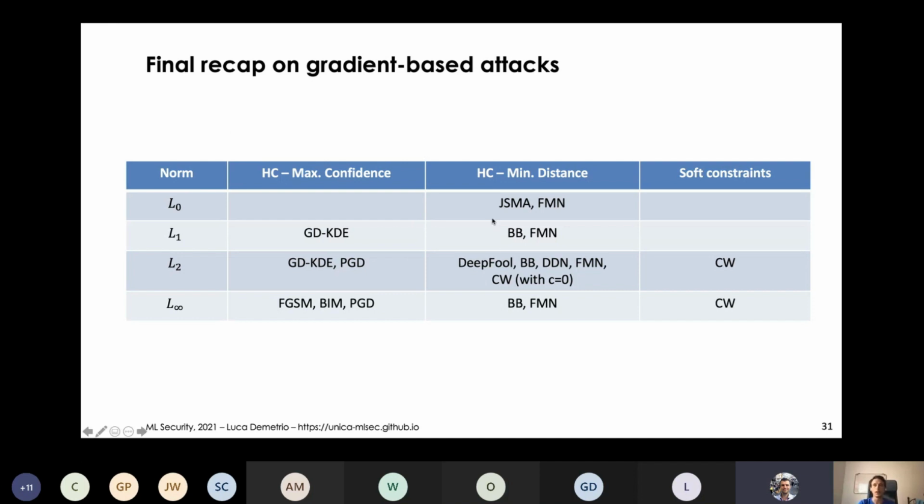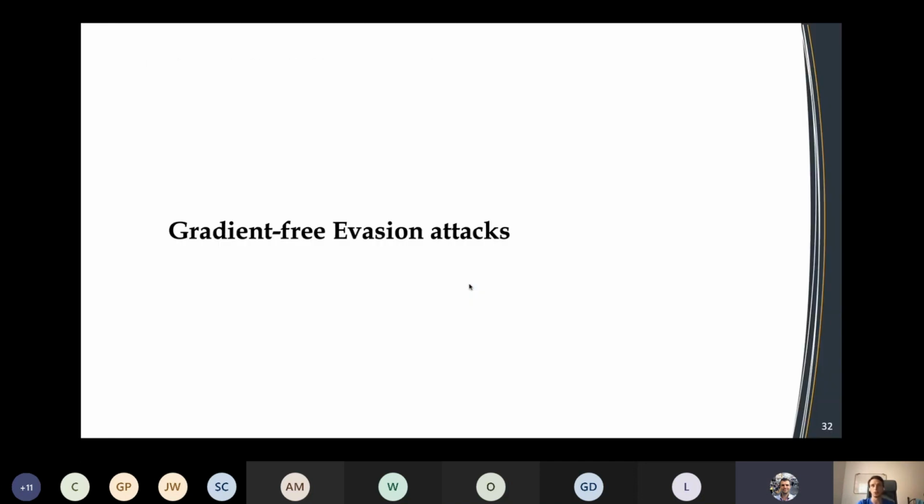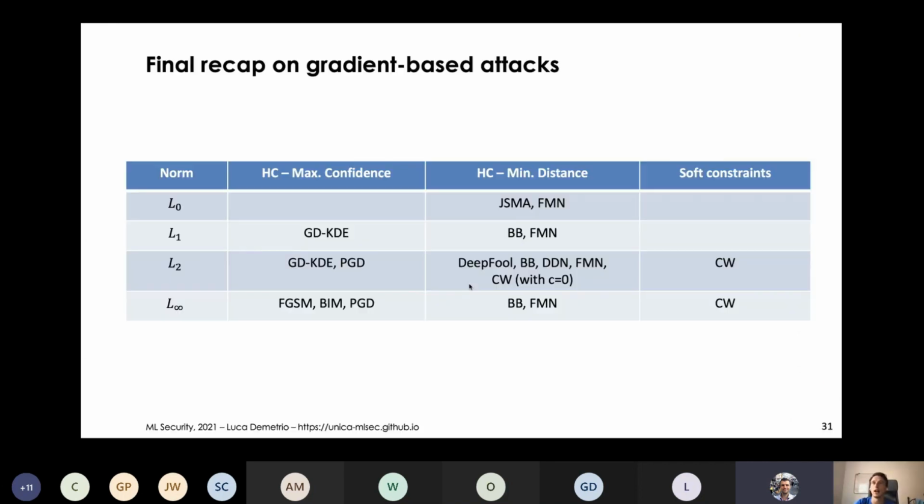So this basically concludes the part on gradient-based attacks. And it's about 3 minutes to 6. I don't think there is time to deep dive into what else exists outside gradients. So I would stop here and ask you if you have questions about this part, or in general about gradient-based attacks.